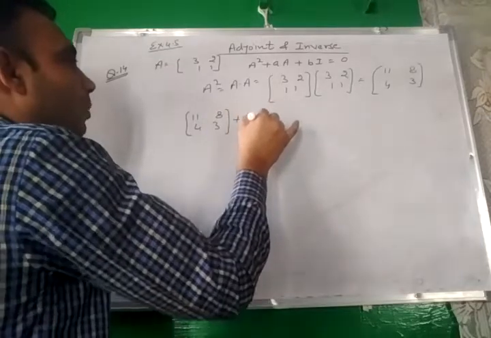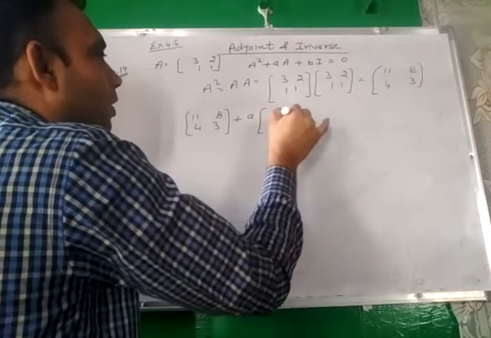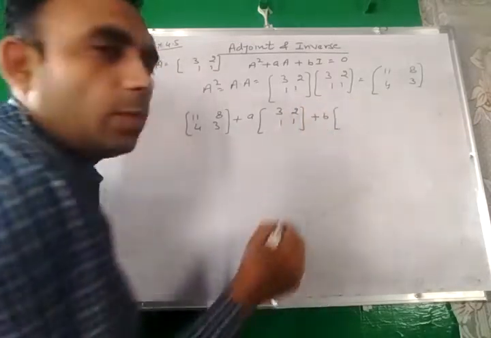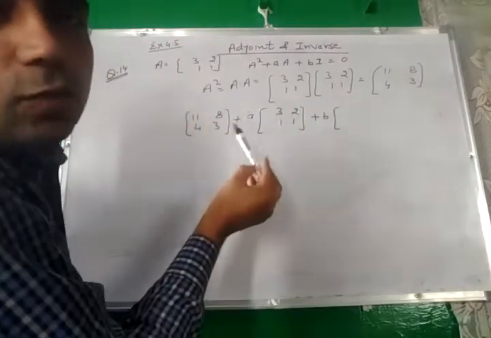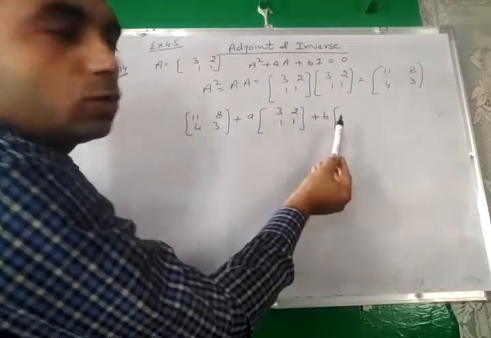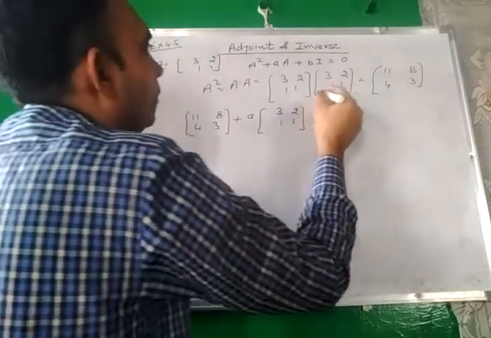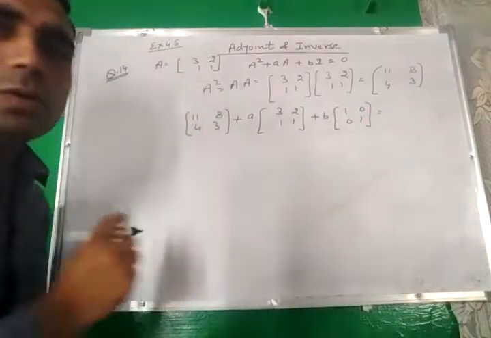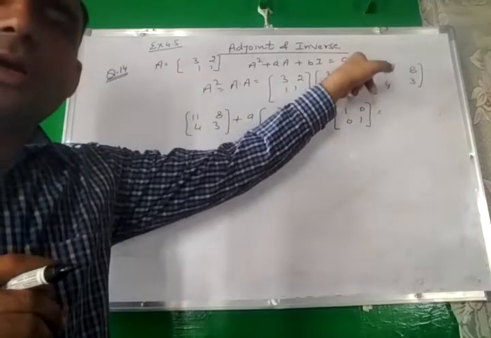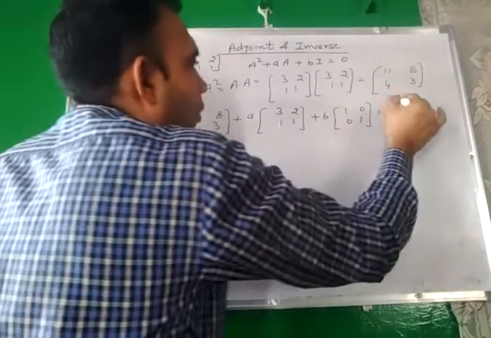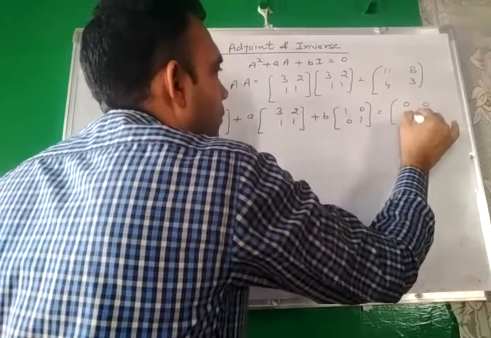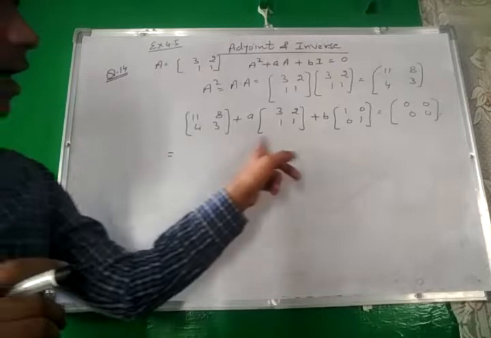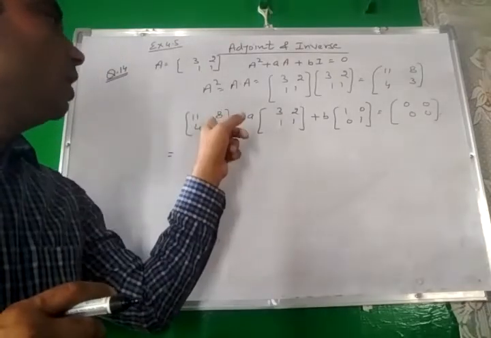plus A multiplied with A, that is [3, 2; 1, 1] plus B multiplied with I, because A is a matrix of second order, so I will also be a matrix of second order. So I implies [1, 0; 0, 1] is equal to 0. 0 implies the zero matrix of second order, so all elements are 0. Now, because this is addition, we will add element-wise.